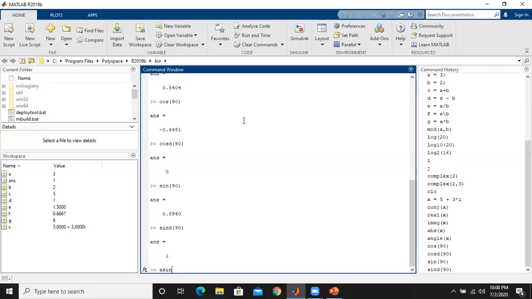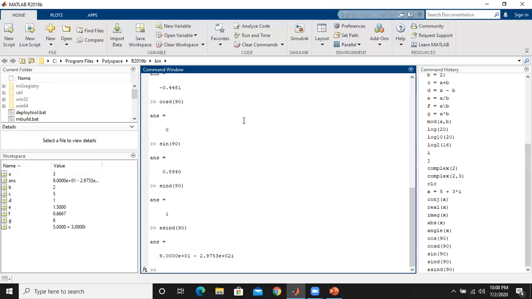and we have to look for the degrees, right? So asind we have to type, then just provide 90. So that is sine inverse of 90 degrees. It indicates sine inverse of 90 degrees. Okay.